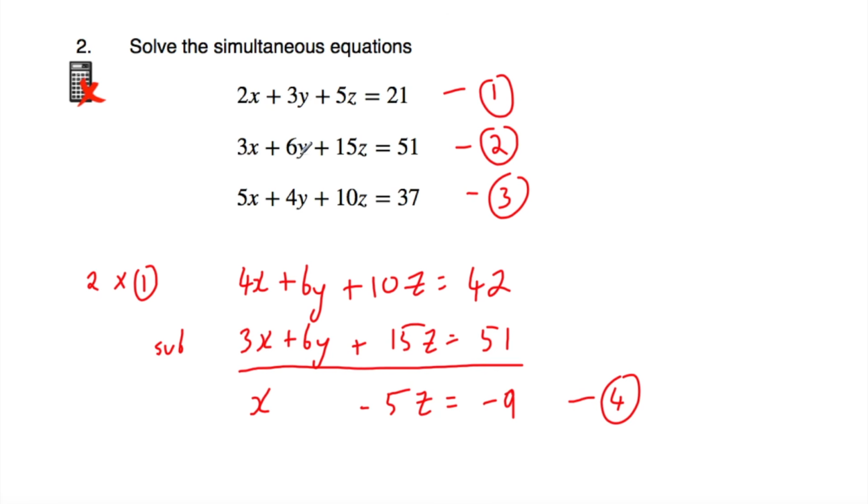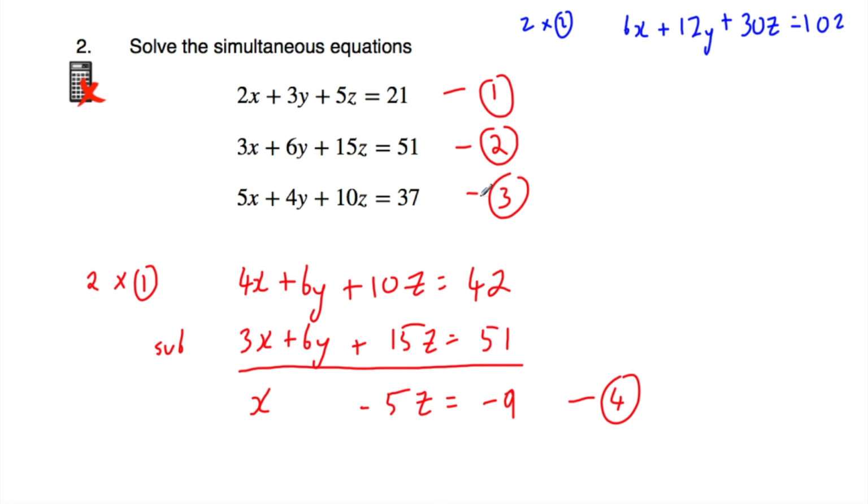Okay, so I'm looking here at the 6y and the 4y. I'm thinking we could get 12y's. If we doubled equation 2 and multiplied equation 3 by 3, because that would give us 12y, then we'd have 12y's in both of them. So let's do that. And I'm just going to change color of ink here just so we can see what we're doing. So if we do 2 times equation 2, that's equal to, if we double everything, 6x plus 12y plus 30z equals 102, just doubling everything in that equation.